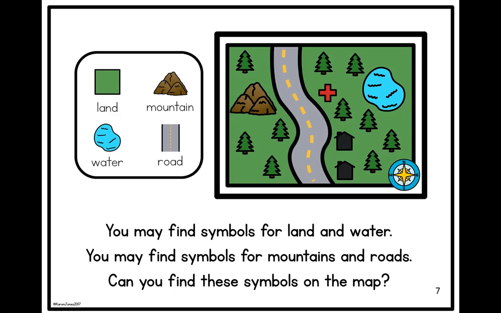Yeah, it looks like there's a little lake over there. And what about land? That's right. The green is a lot of land in this map. Do you see any symbols for mountains and roads? That's right. There's a little mountain and a road down the middle of the map. That's right.